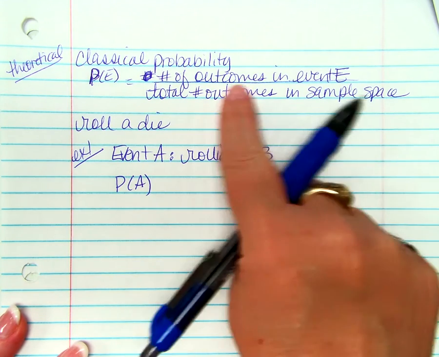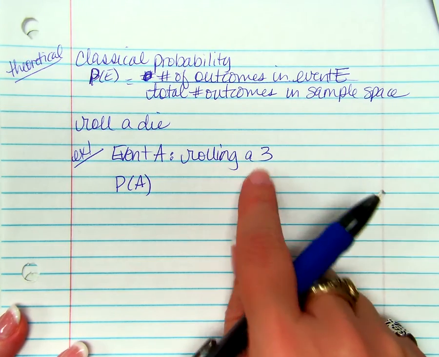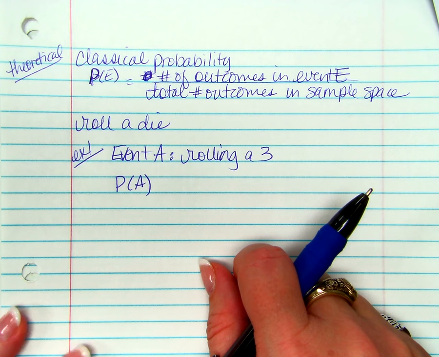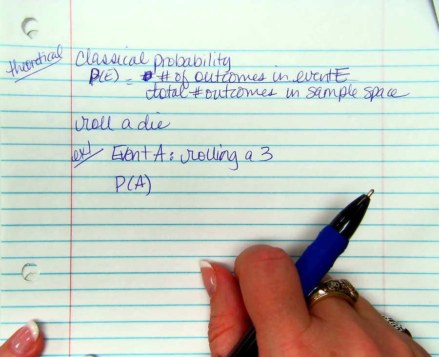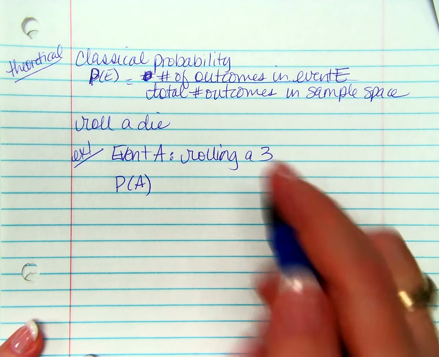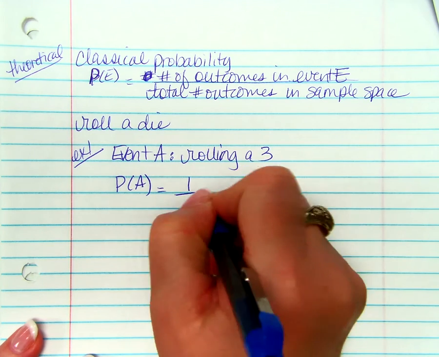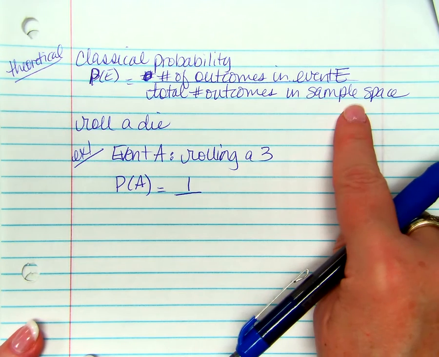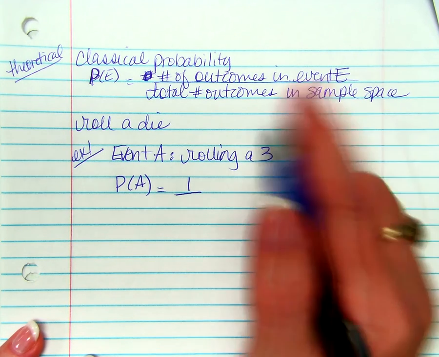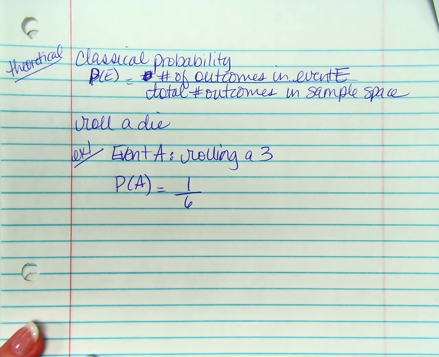Well, how many total outcomes are there to get a 3? How many ways can you roll a die and get a 3? 1. And how many total outcomes are there in the sample space? 6. Done.